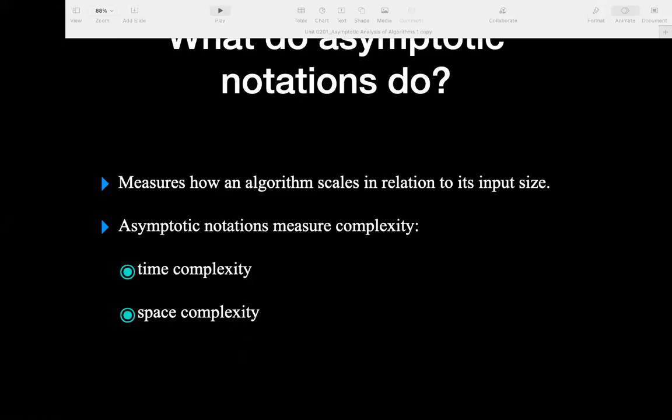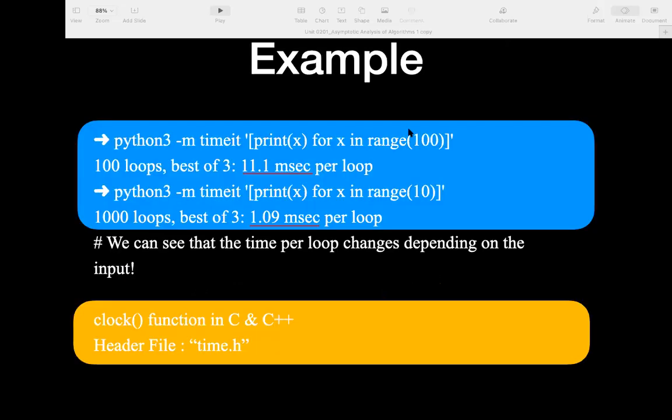Space complexity is the amount of space which will be required as the input size increases, how it makes a difference to the amount of space required. And time complexity is when the input size increases, how it makes a difference to the time our algorithm is going to take to execute that particular program.